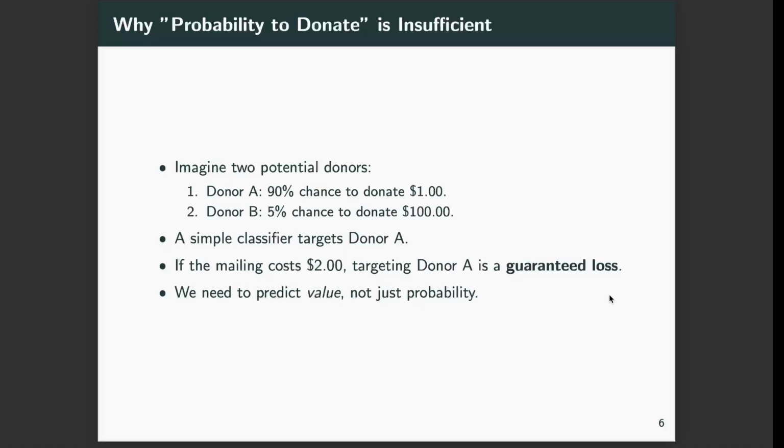So the naive model, which ranked donor A as a high priority target and donor B as a low priority target, has it exactly backwards. By ignoring donation amount, the naive model would have the charities spend money in ways that generate losses and miss opportunities that generate profit. This is why probability to donate alone is insufficient. We need to predict value, not just probability. The expected value framework gives us the tools to do that.